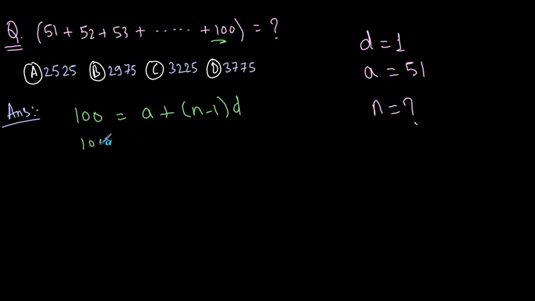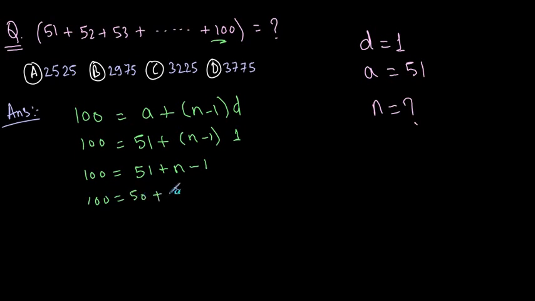So 100 is equal to, what is a? A's value is 51. It is the first term. 51 plus n, which we have to find out, minus 1 into d. d is again 1. So 100 is equal to 51 plus n; n gets multiplied by 1, and 1 gets multiplied by minus 1, so minus 1. 51 minus 1 is 50, so 100 equals 50 plus n. Therefore n is equal to 50. So there are in all 50 terms.